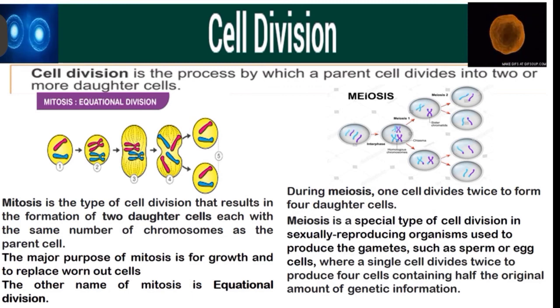During meiosis, one cell divides to form four daughter cells. Meiosis is a special type of cell division in sexually reproducing organisms used to produce the gametes such as sperm or egg cells, where a single cell divides twice to produce four daughter cells containing half the original amount of genetic information.